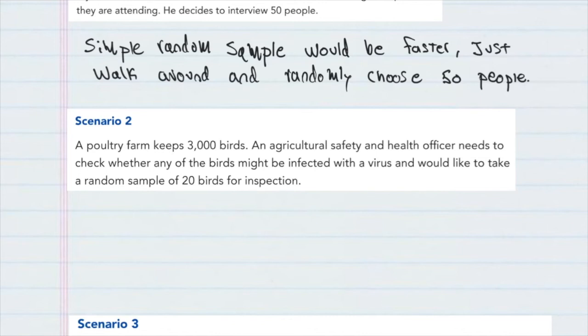Scenario two, a poultry farm keeps 3,000 birds. An agricultural safety and health officer needs to check whether any of the birds might be infected with a virus and would like to take a random sample of 20 birds for inspection. So, which of the three random samples makes sense? For me, when I see that there's such a large population, so you have 3,000 birds, and you're trying to do this as fast as possible, I'm thinking a systematic approach would make sense.